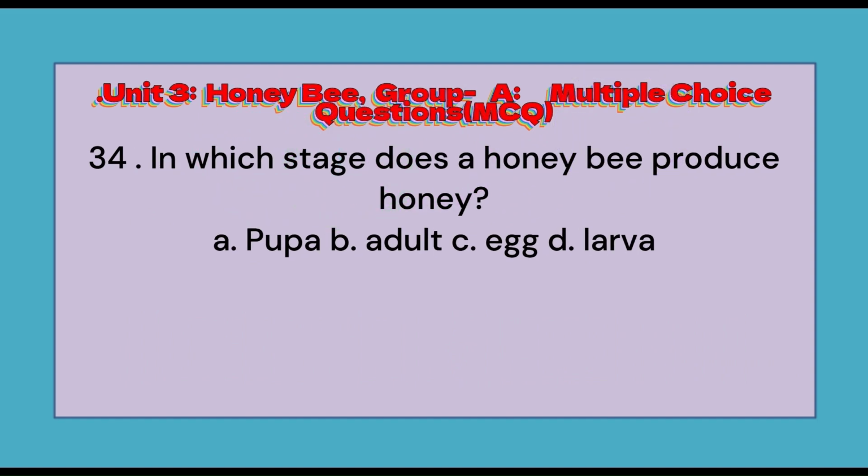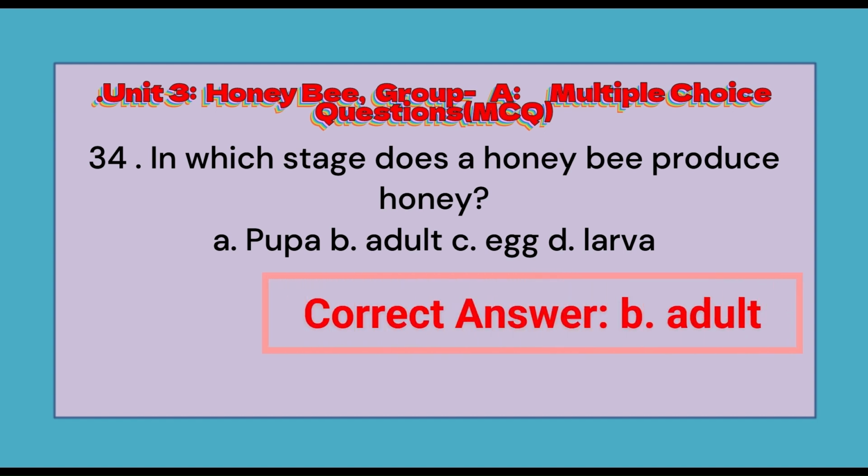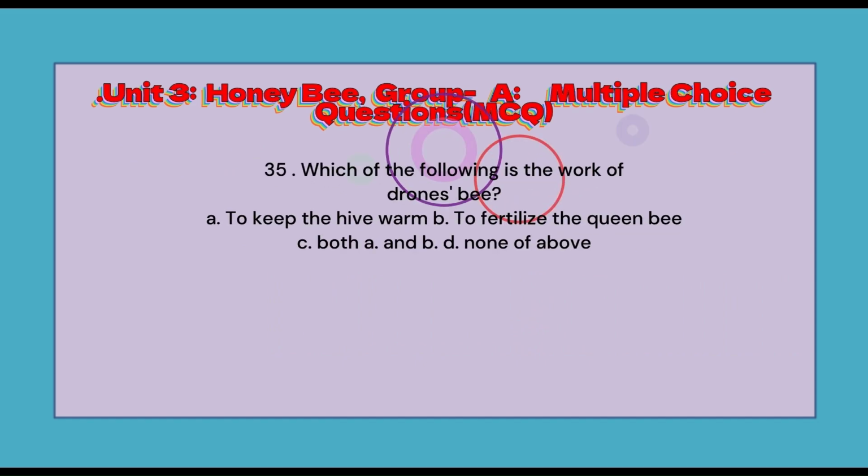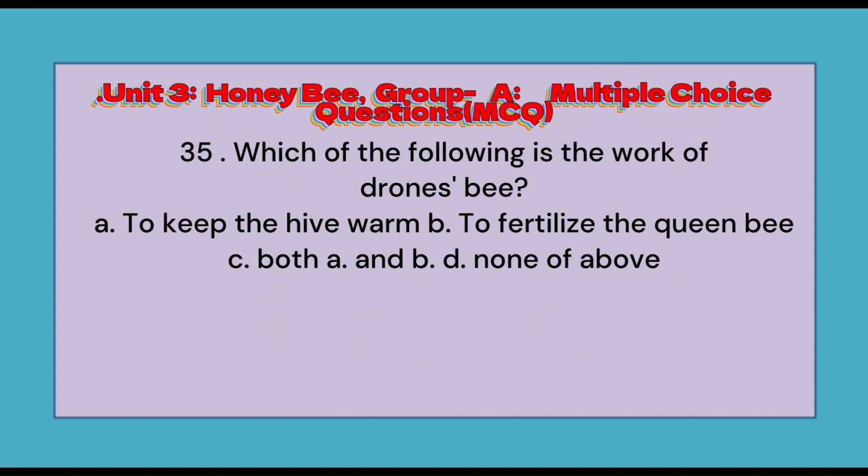34. In which stage does a honey bee produce honey? A. Pupa. B. Adult. C. Egg. D. Larva. Correct answer: B. Adult. 35. Which of the following is the work of drone bees?